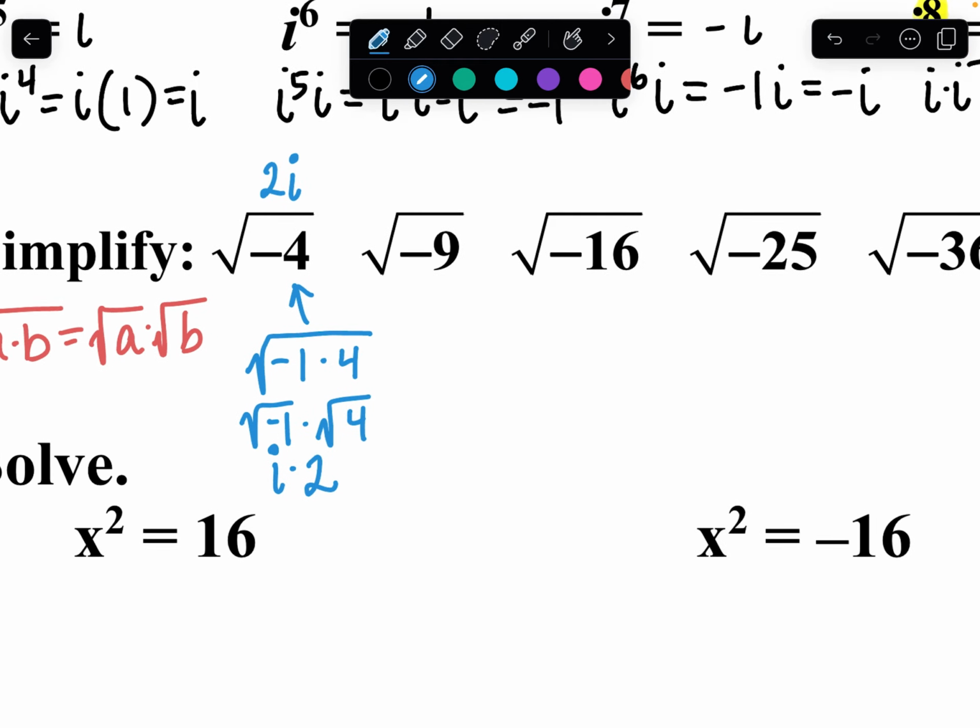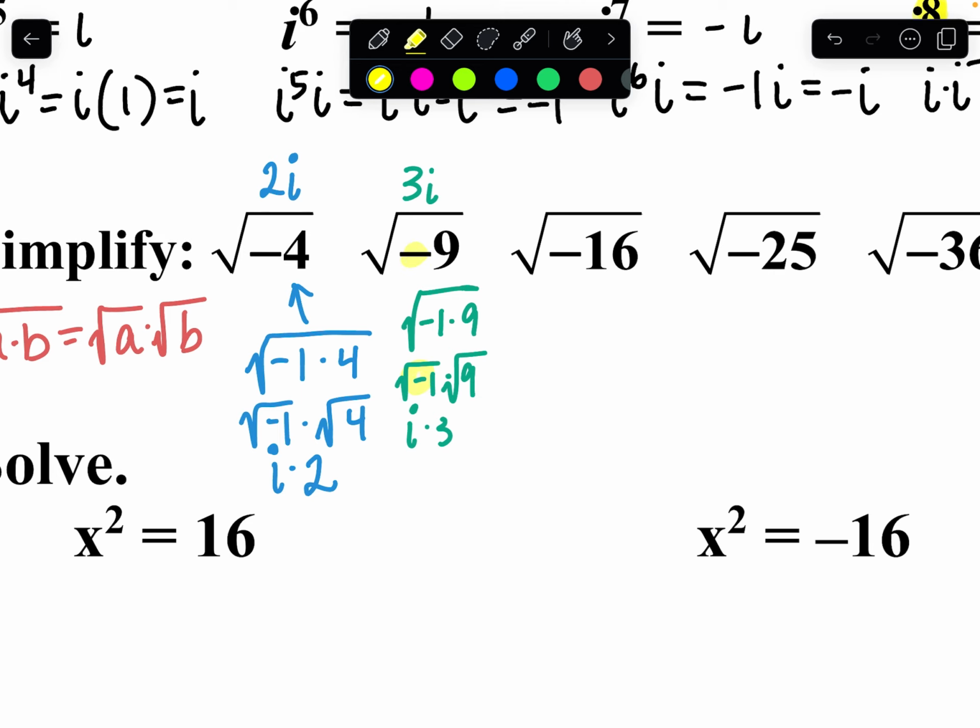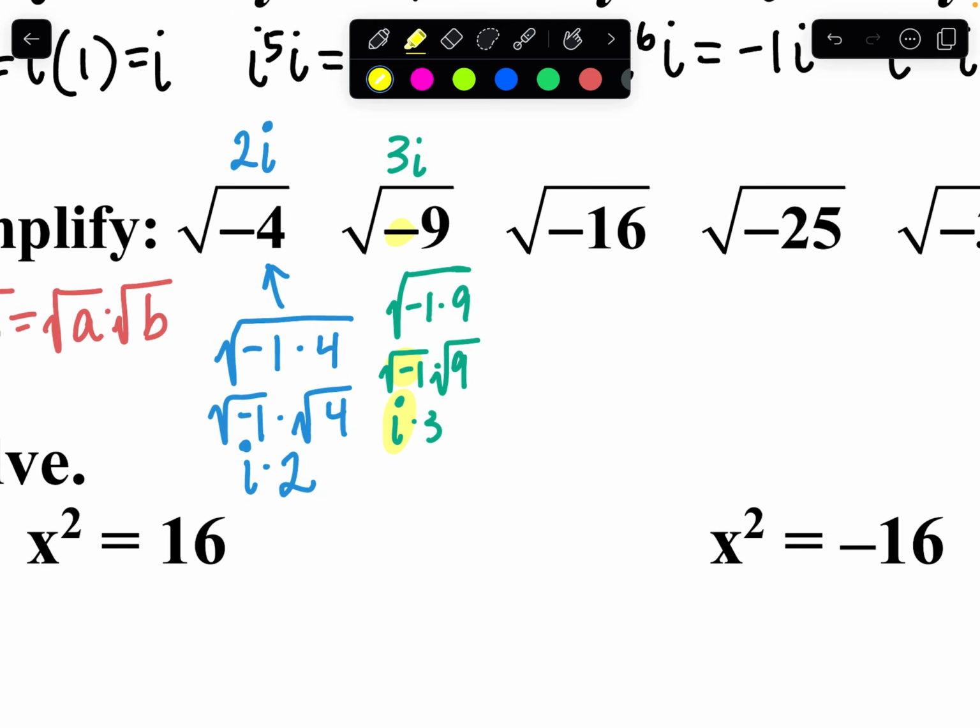Always write the real number before the imaginary. Similarly, we can do the same thing with the 9. Separate it into -1 times +9. Break them up into their own square roots. Then we know that's i times 3, which would be 3i. Every time you have a negative, you essentially just need to take an i out of the radical and then treat it like the positive. So you can skip to that step.